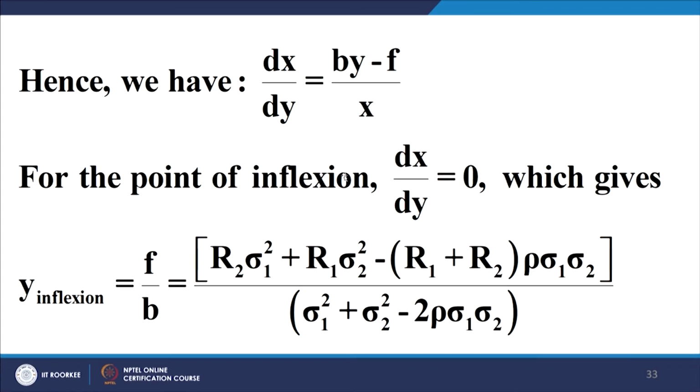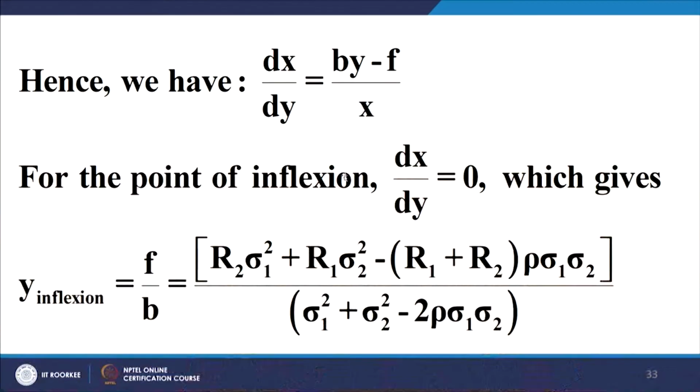I repeat, the straight line through the point of inflection to the hyperbola will be parallel to the y axis, as is shown in the diagram, and therefore dx by dy at that particular point must be 0, which will give you y inflection is equal to f upon b from the first equation that is there on the slide. dx by dy is equal to b y minus f upon x is equal to 0. If you equate this to 0, you get y is equal to f upon b.